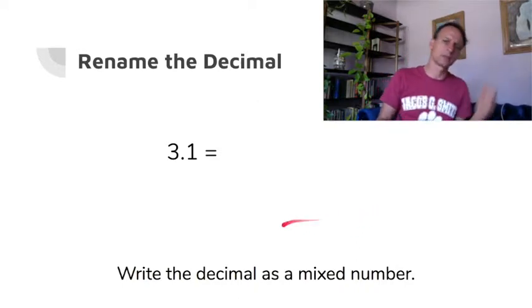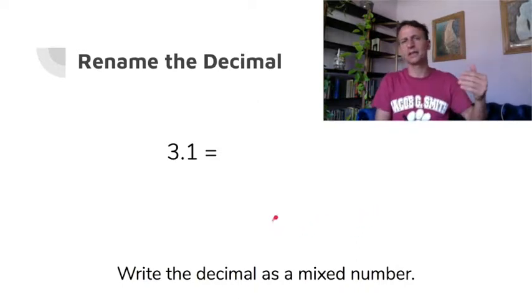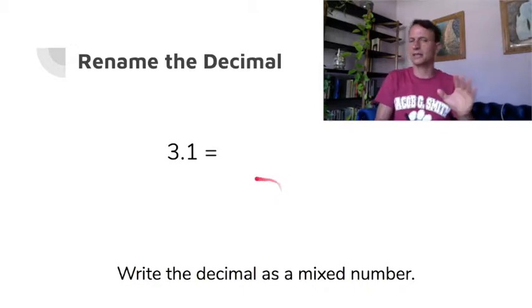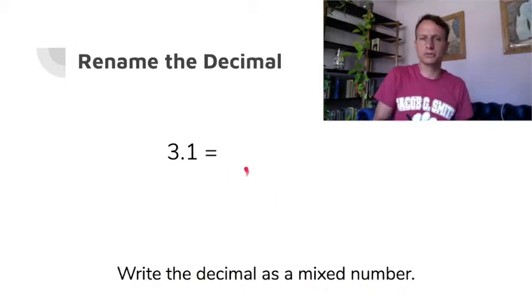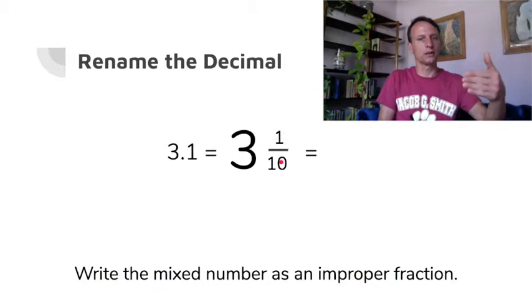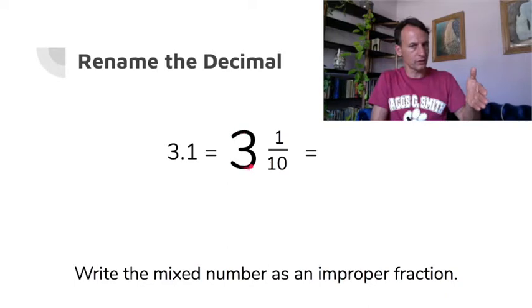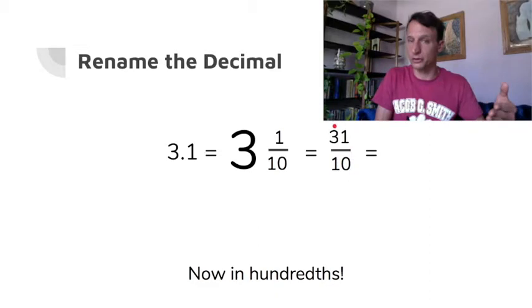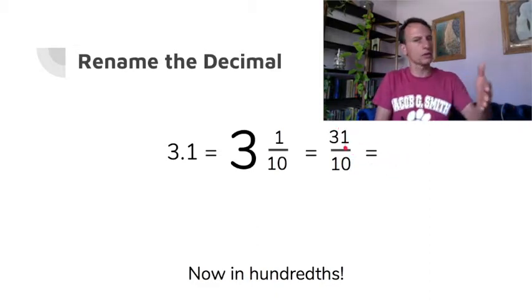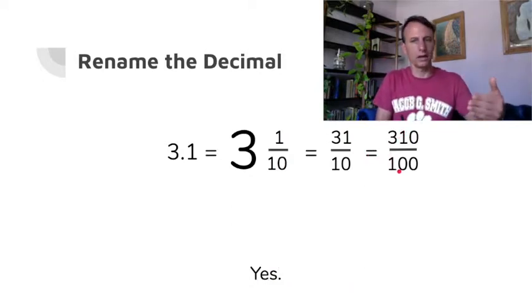Now here's a decimal. We're going to write it as a mixed number and then all in tenths and all in hundredths. Again, this is all a quick review. 3 and 1 tenth. 3 and 1 tenth as a mixed number. As the improper fraction, we know this 3 is 30 tenths with the 1 already here, so a total of 31 tenths. Now in hundredths, we're just times 10, right? Like with equivalent fractions, 310 hundredths.